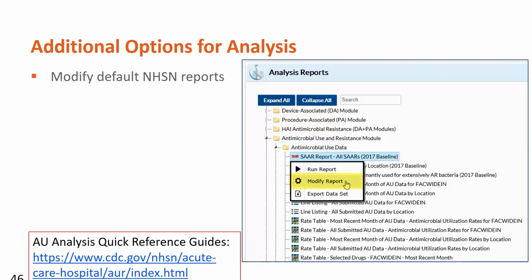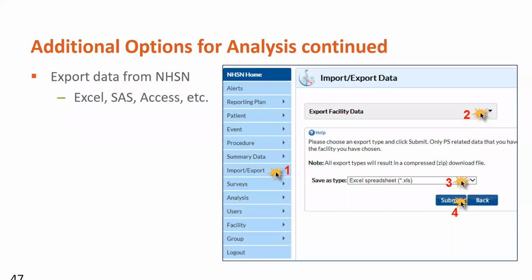You would click the report and then you would click modify report and then you would make the modifications that you'd like to make. We do have some analysis quick reference guides that are very, very helpful when you get to that point in time, because it explains all the different modifications you can make, and then also tells you how to interpret the report that is the result of those modifications. But there's always the option to export the data if you feel more comfortable generating your analysis or output reports in different programs such as Excel or SAS, for example. You can always export the data from NHSN and do it that way as well.